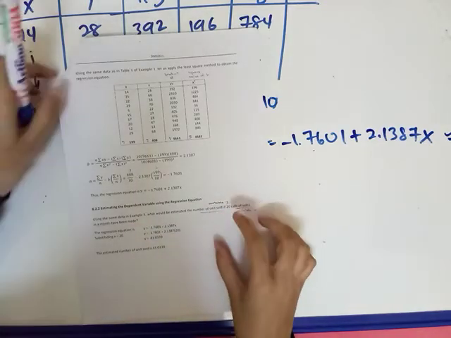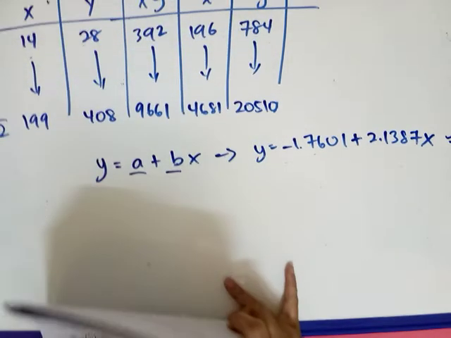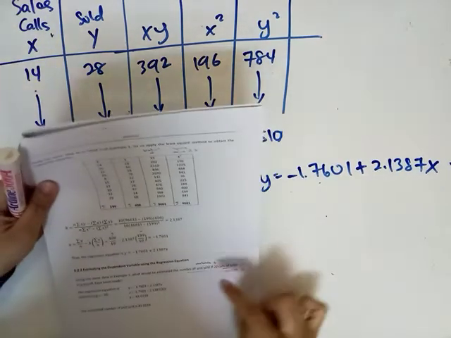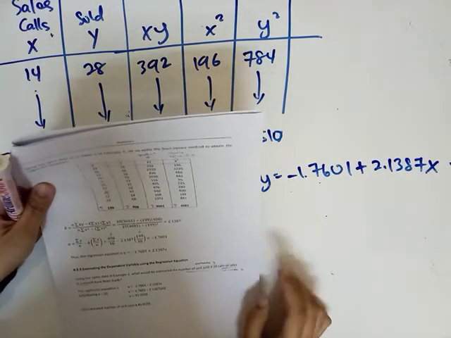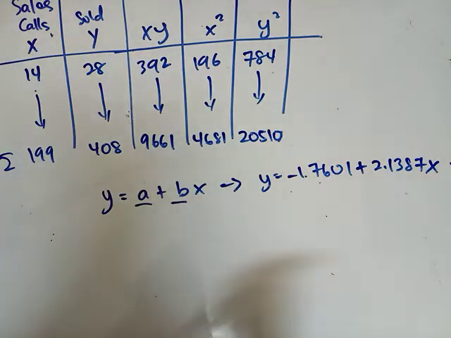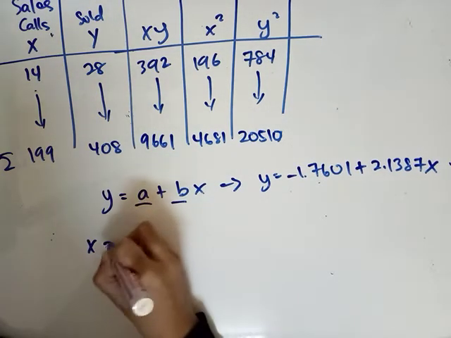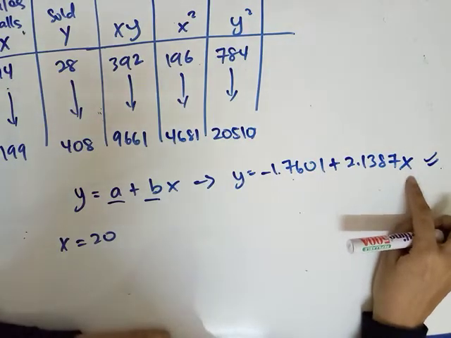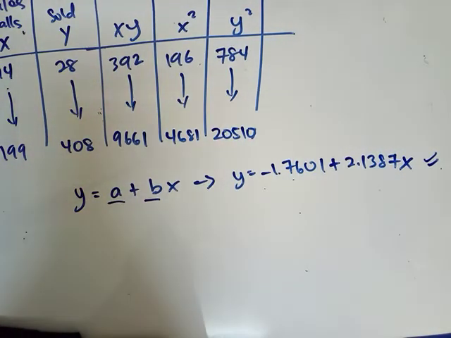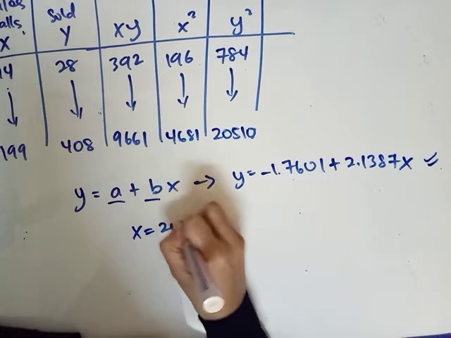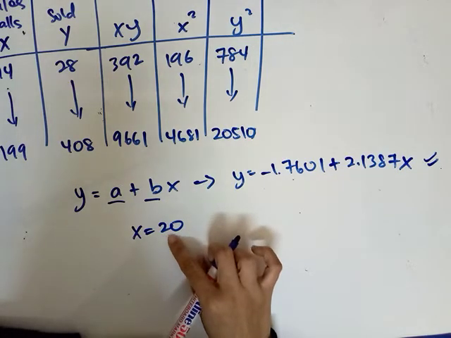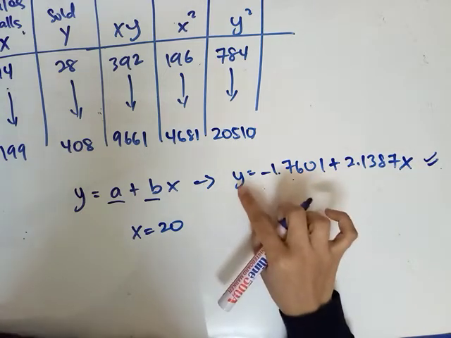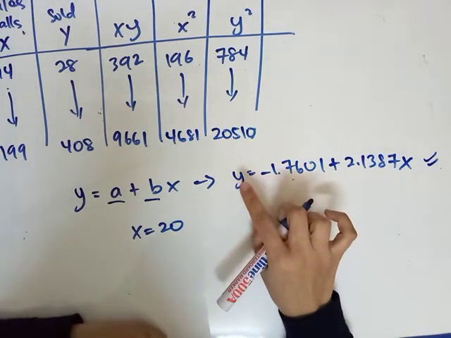Okay, that means we want to estimate the number of units sold. What is the number of units sold, which is Y? Kita nak estimate Y, but dibagi kat situ apa? 20 calls of sale have been made. 20 calls of sale, that means it is the value X. So, when X equals 20, 20 ni kita substitute into this equation. Why? Because we need to estimate the value for Y, the number of units sold.